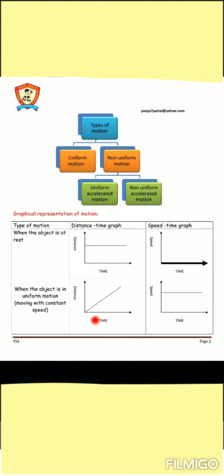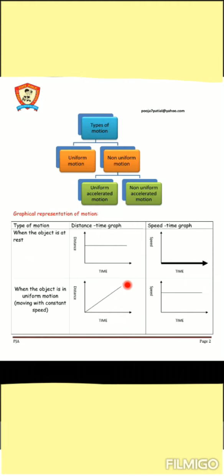Okay, this is the distance time graph when the speed is constant. Remember this graph, distance time graph is a straight line but making an angle with the time axis. So uniform motion means here speed is constant but distance keeps on increasing. Even though speed is constant, distance keeps on increasing.